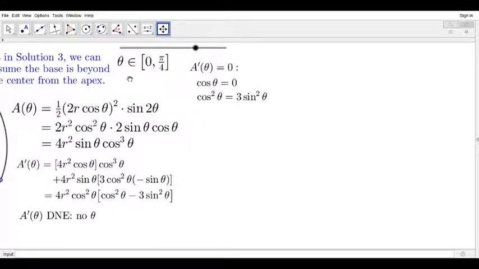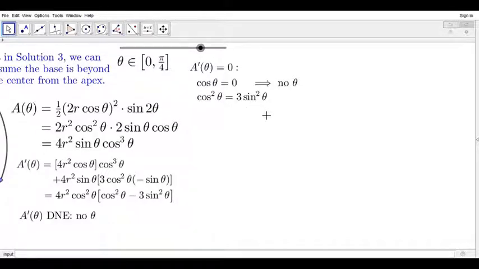Don't forget the domain of theta is from 0 to pi over 4. It's not even the entire first quadrant, but just half of the first quadrant. Cosine theta is 0. First thing that comes to mind is pi over 2, but that's beyond this. No angle here has a cosine equal to 0, so that's a dead end. So now, when is cosine squared theta equal to 3 sine squared theta?